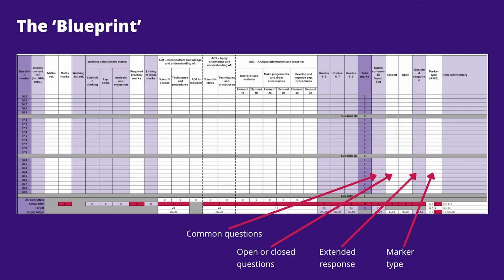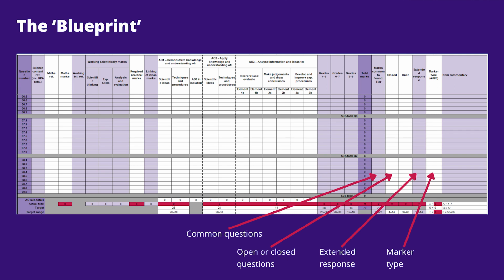Extended response questions. There should be a minimum of 10% of the marks on a foundation tier paper as extended response, 15% on a higher tier paper. This could be both written and multi-step calculations, which are worth 4 or more marks.